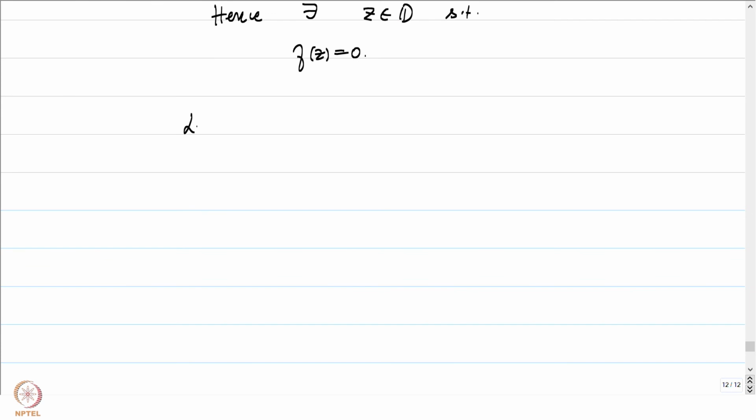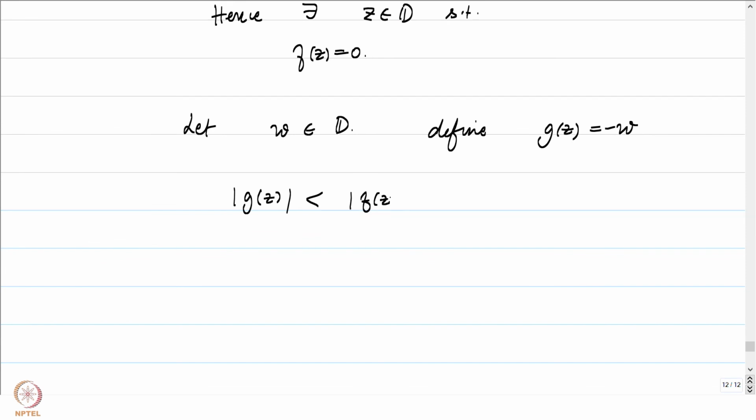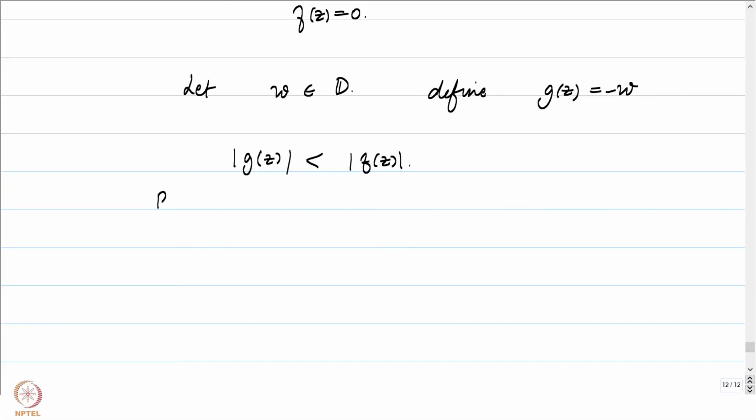So in particular, let's pick now some w in the unit disk. Define g of z to be equal to minus w, the constant function on omega. In particular, what do we know? We know that absolute value of g of z, which is equal to w, which is strictly less than 1, is less than the absolute value of f of z. We also know that f does not vanish on the unit circle. Now, by Rouché's theorem, maybe I should put a minus w, that's much better.